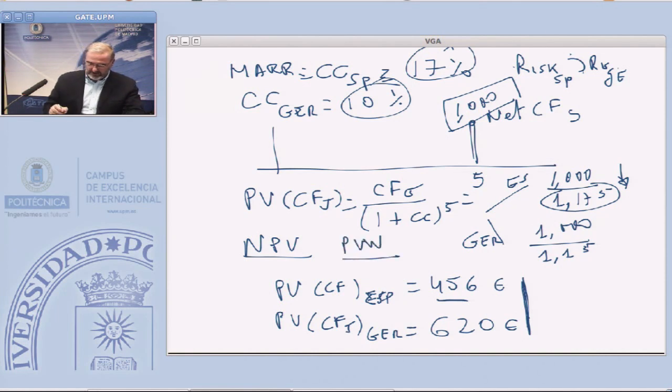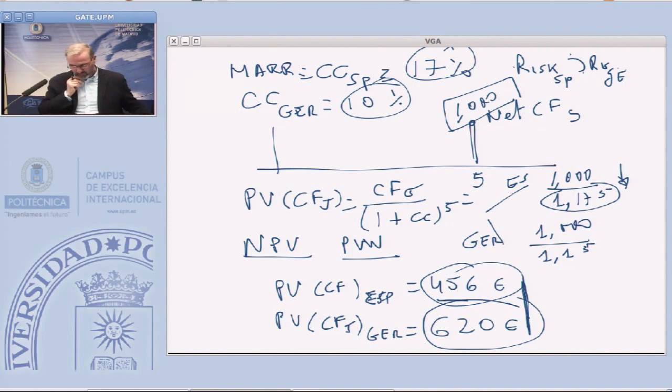So in the case of the Spanish share, you will only pay 456 for this investment, because you see a higher risk than buying the German one. If you buy the German one, you will be willing to pay 620 euros. Why? Because your cost of capital of investing in Germany is lower, 10%, because you see less risk in Germany than in Spain.